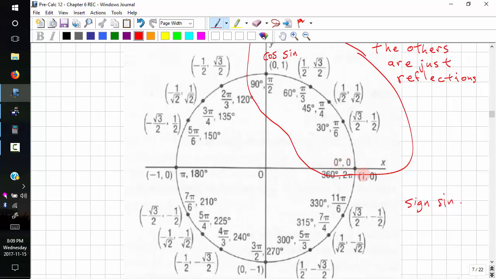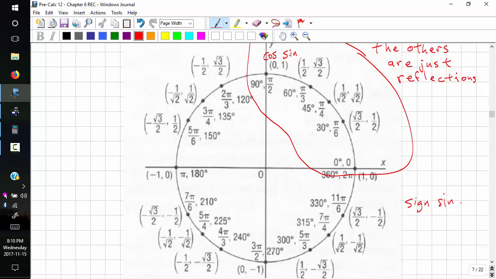So 0 has 1 for cosine and 0 for sine. 30 degrees, or pi over 6, has root 3 over 2 for cosine and 1 over 2 for sine. 45 degrees, or pi over 4, has 1 over root 2 for cosine and 1 over root 2 for sine. At 60 degrees, or pi over 3 radians, we have 1/2 for cosine and root 3 over 2 for sine. And at 90 degrees, or pi over 2 radians, we have 0 for cosine and 1 for sine.